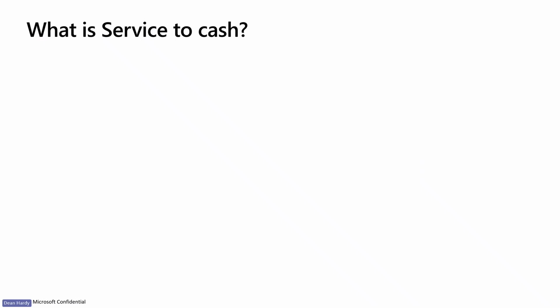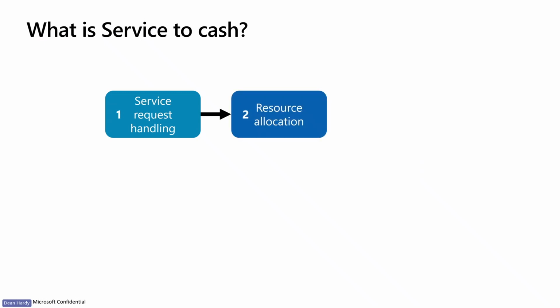The Service to Cash process within an organization involves several interconnected steps. Let's break those down. Service request handling. This is when a customer requests a service, such as technical support, maintenance, or repairs. The organization logs the request. This step includes capturing relevant details about the service needed. Resource allocation. The organization assigns the appropriate resources, technicians, experts, or service personnel to fulfill the service requests. This involves scheduling and coordinating their availability.